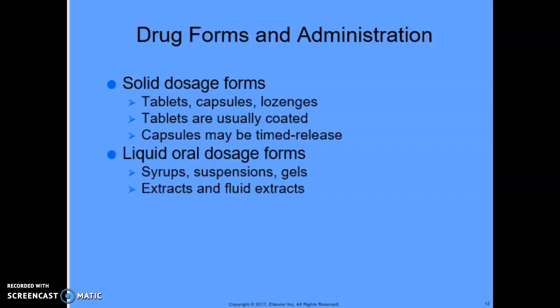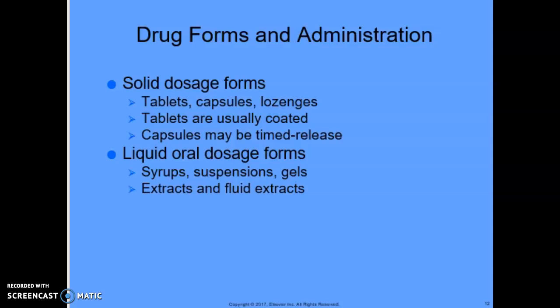So let's look at some drug forms and administration. Solid dosage forms, so there's tablets, capsules, lozenges. Tablets are usually coated with something because as we take it, obviously our stomach acid can eat into that. So they typically have a coating so that it can make it to the digestive system and be ingested into the system. Capsules may also be time released.